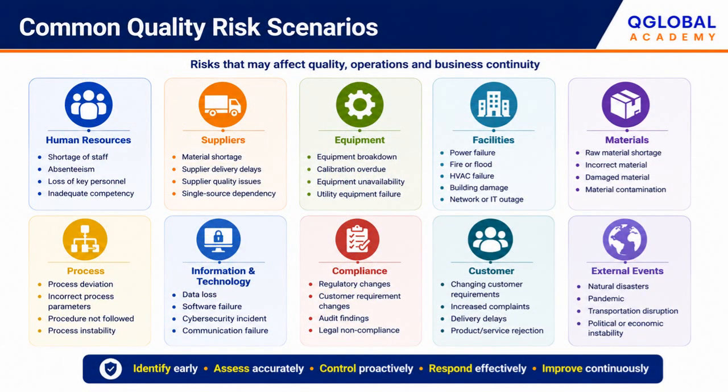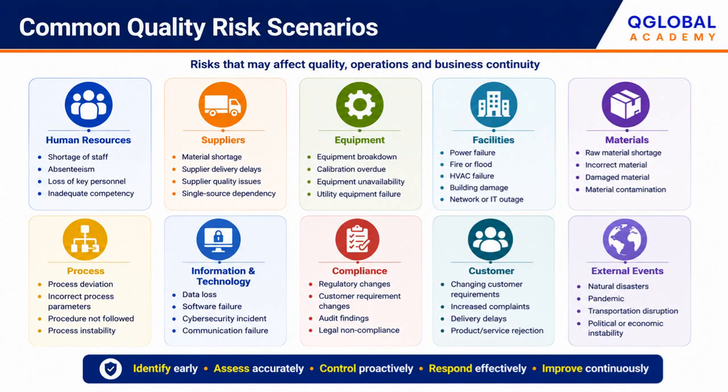Risks can originate from many different areas within an organization. This slide highlights some of the most common sources. Let's begin with human resources. Risks may include staff shortages, absenteeism, loss of experienced personnel, or inadequate competency. Next are suppliers. Material shortages, delayed deliveries, poor supplier quality, or dependence on a single supplier can affect operations.